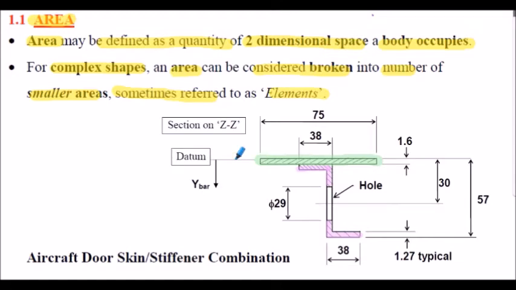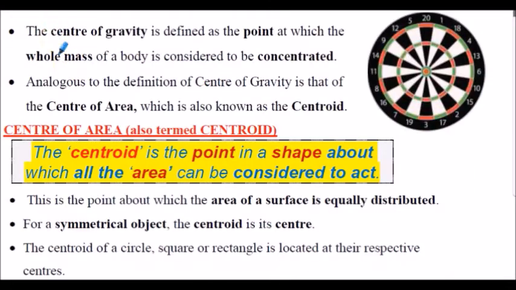This could be a typical problem where we have the datum given, which is the outside of the skin line, and we're trying to evaluate the Ybar dimension, that's the dimension to the centroid of the section, from the datum given. Again, some terminology is defined here.